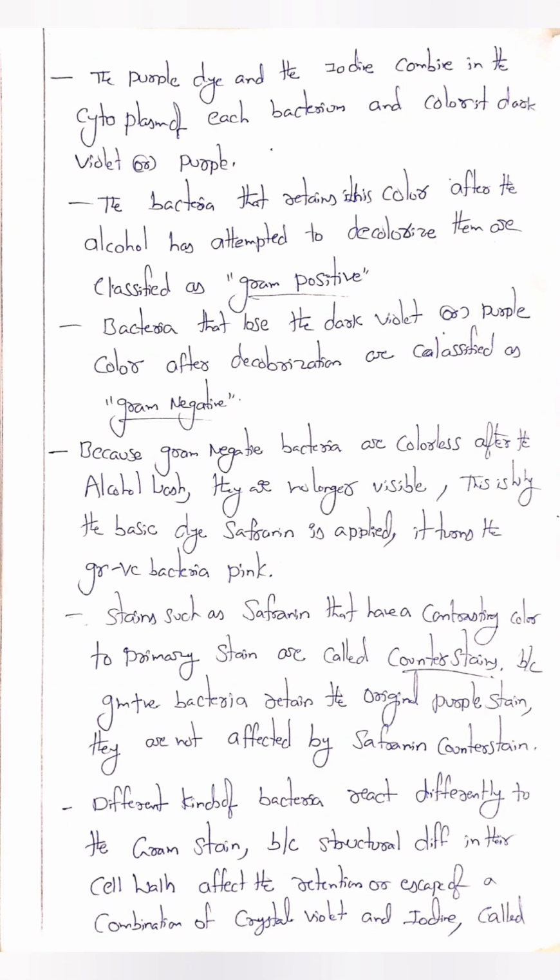So here what happened is the purple dye and the iodine combine in the cytoplasm of each bacterium and color it dark violet or purple. The bacteria that retain this color after the alcohol has attempted to decolorize them are classified as gram positive. Bacteria that lose the dark violet or purple color after decolorization are classified as gram negative. Because gram negative bacteria are colorless after the alcohol wash, they are no longer visible. This is why the basic dye safranin is applied. It turns the gram negative bacteria pink.